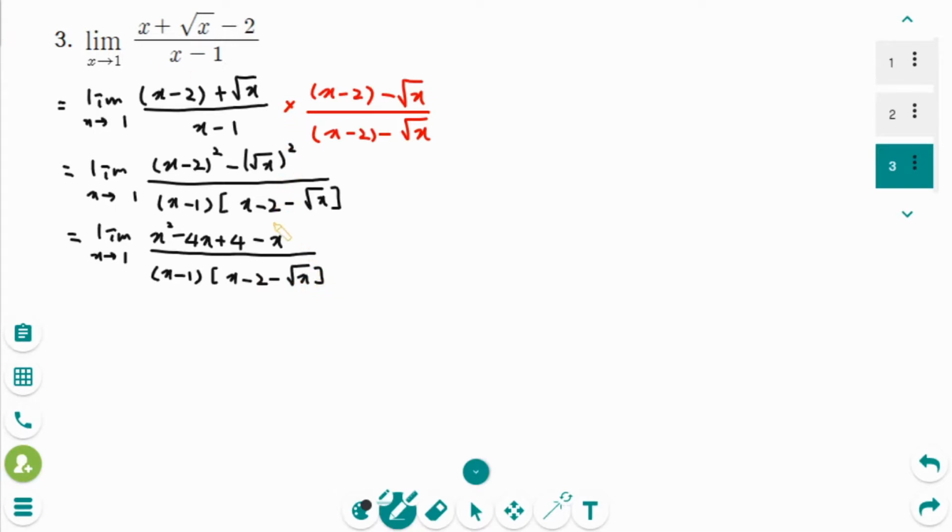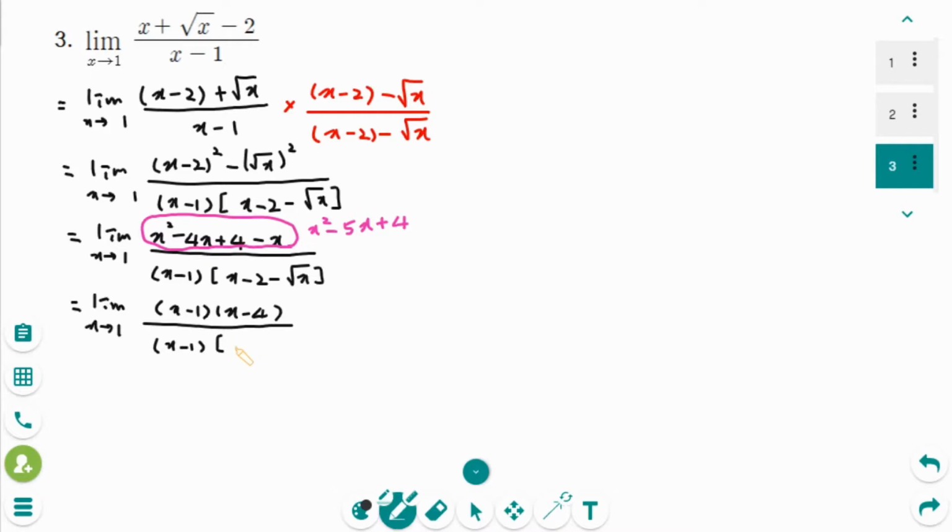And then when we simplify the numerator, it equals x squared minus 5x plus 4. So the limit as x approaches 1, we can factor the numerator, (x minus 1)(x minus 4) over (x minus 1) times (x minus 2 minus the square root of x). And then cancel the common factor.